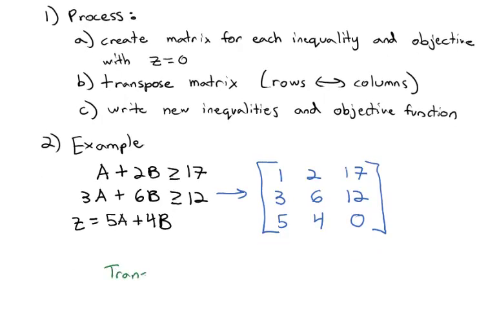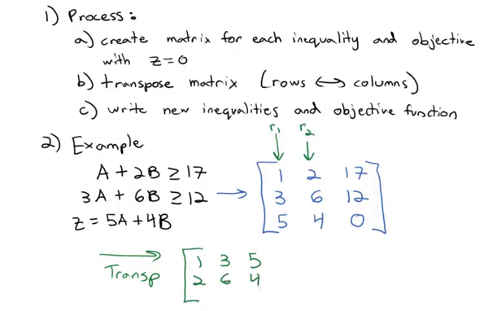So this matrix represents what we are trying to minimize. When we transpose it, the rows become columns and the columns become rows. So this first column, 1, 3, 5, becomes row 1. The second column becomes row 2: 2, 6, 4. And the third column becomes row 3: 17, 12, 0.